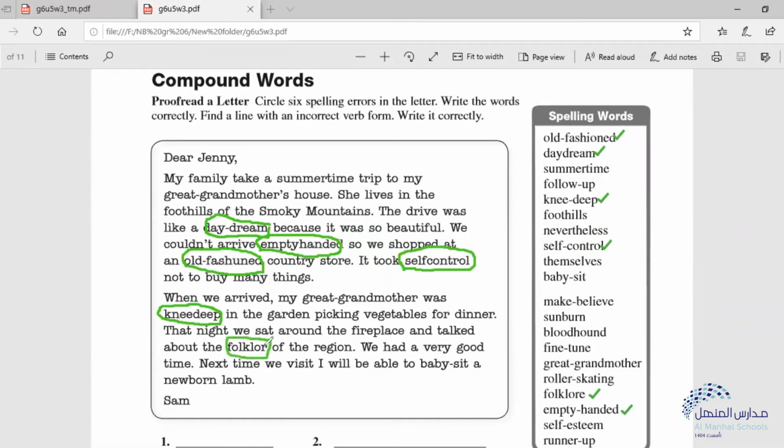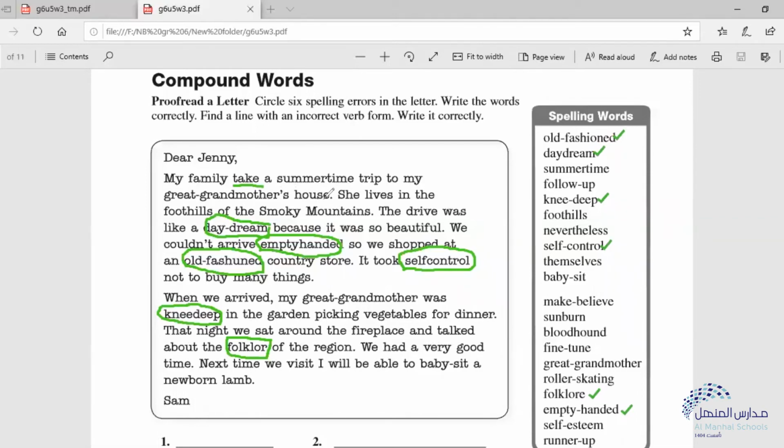So we've got now how many? 1, 2, 3, 4, 5, 6. So we've got the 6 words. So now let's look for the sentence. The instruction says find a line with an incorrect verb form. You remember in the beginning of the letter, the first sentence we had a suspicion, where there's "take": my family take a summer trip to my great-grandmother's house.